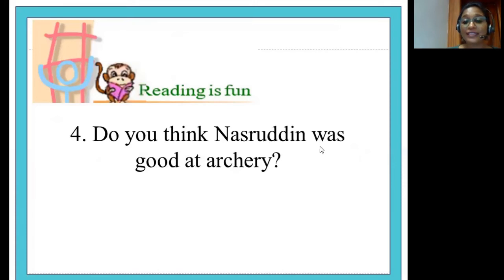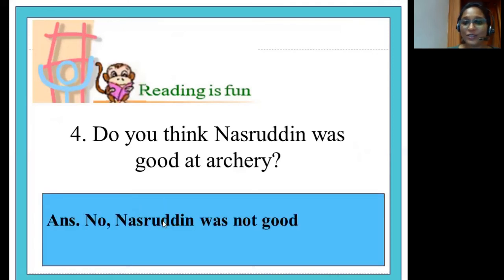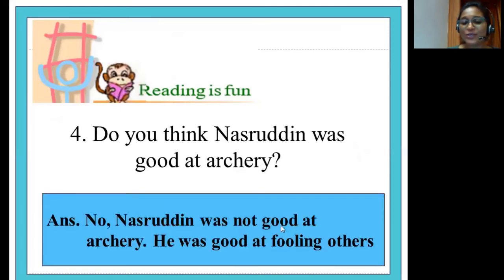Do you think Nasruddin was good at archery? Come on, tell me, children, was he good at archery? Not at all. So we can write down the answer. No, Nasruddin was not good at archery. Then what was he good at, children? He was good at fooling others.